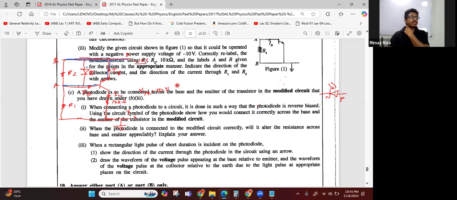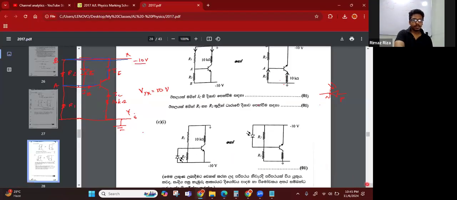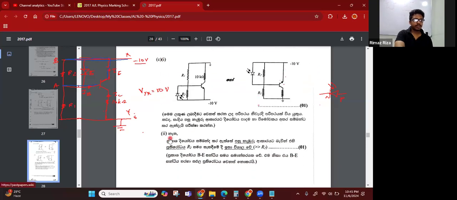No. The reason is, for the BE junction, the potential difference across the diode is 0.7 volt. It's actually minus 0.7 volt, and it doesn't give any current, because we know in reverse bias there is no current passing through the diode. I expect a similar explanation.